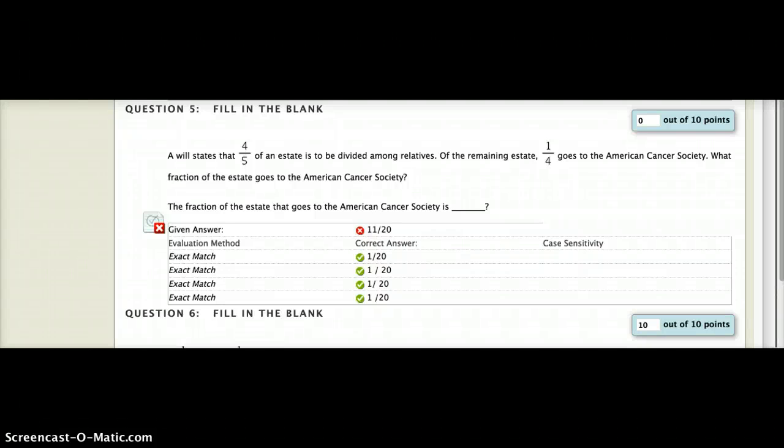Okay, so question 5 asks, a will states that 4/5 of an estate is to be divided among relatives. Of the remaining estate, 1/4 goes to the American Cancer Society. What fraction of the estate goes to the American Cancer Society?